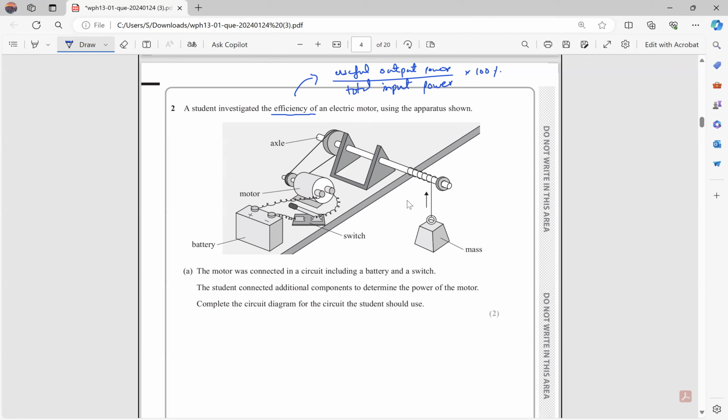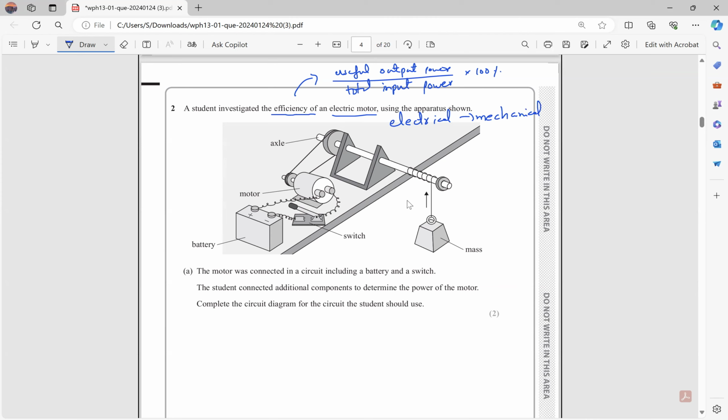So let's see what device we have. It is an electric motor. We've got a battery and that's connected to an electric motor. Now, what is an electric motor? An electric motor is a device whose input is electrical energy, and it converts that electrical energy to mechanical energy. Electrical to mechanical. This is how an electric motor works.